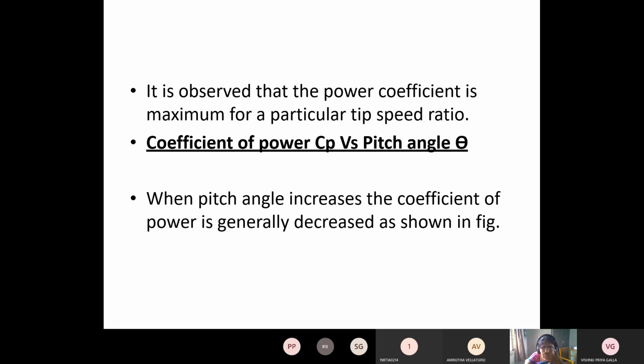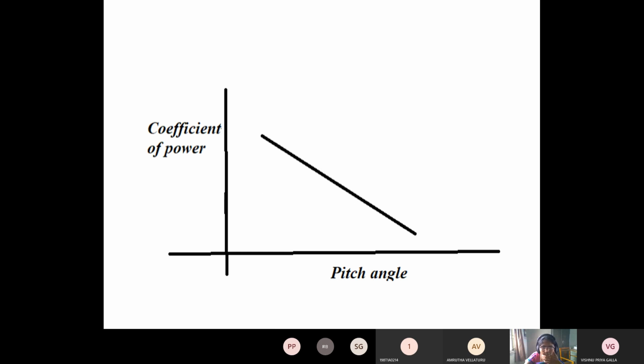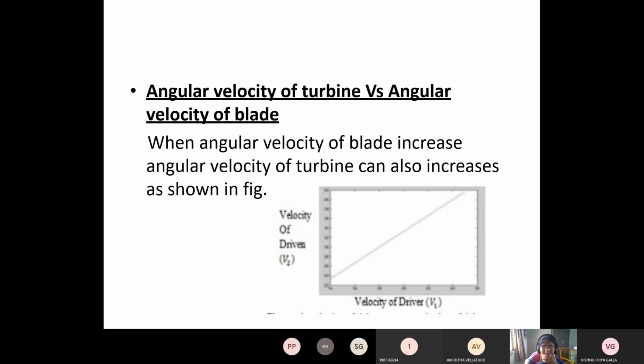Next one is coefficient of power versus pitch angle theta. As the pitch angle increases, the coefficient of power decreases. So these are the performance characteristics.